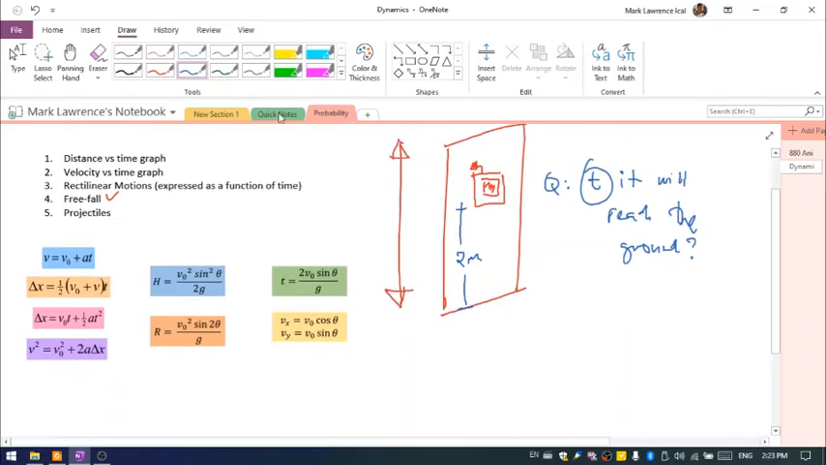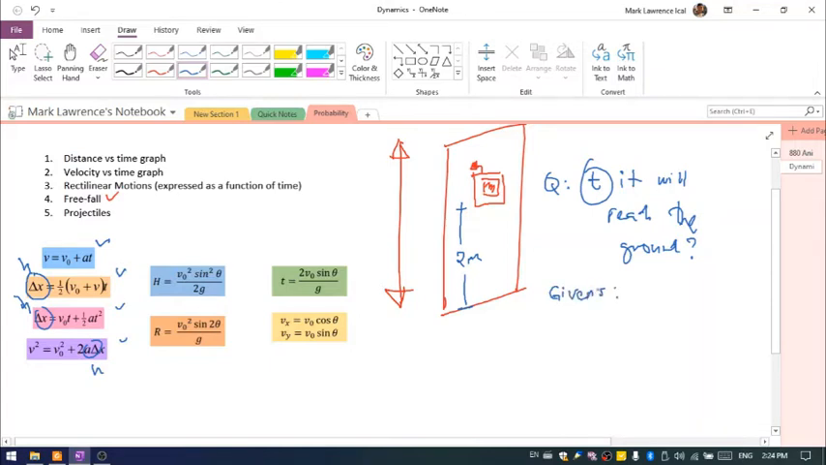Now, looking at the formula here, we have this 1, 2, 3, and 4. Okay? So, if you're going to ask me, we're going to replace delta x with h. Okay, this one, h. So, from this set of formula, what are you going to use? Of course, you're going to write first the given.